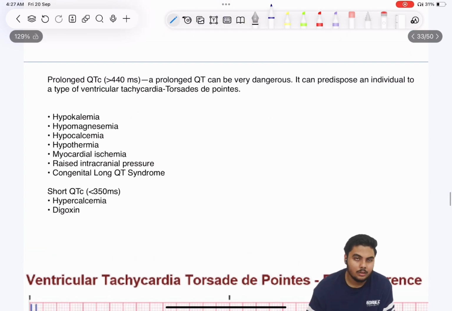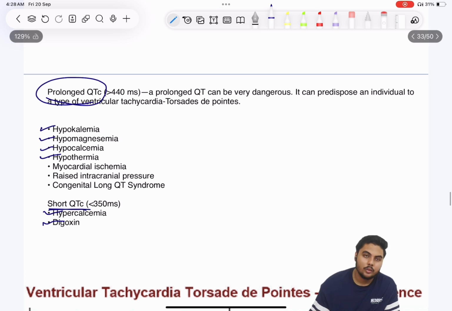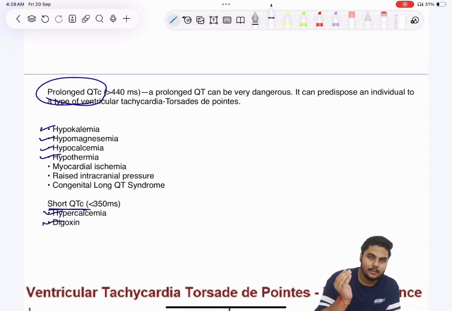So the importance of the QT interval is that prolonged QT interval, that is more than 0.45 seconds, is seen in conditions such as hypokalemia, hypomagnesemia, hypocalcemia, hypothermia, right? And short QTc, that is less than 0.35 seconds, is seen in hypercalcemia, hypermagnesemia, and similar conditions, right? So you have to just know that prolonged QT interval is seen in hypo conditions such as hypokalemia, hypocalcemia, hypomagnesemia, and short QT interval is seen in hypercalcemia, right, and hypermagnesemia.